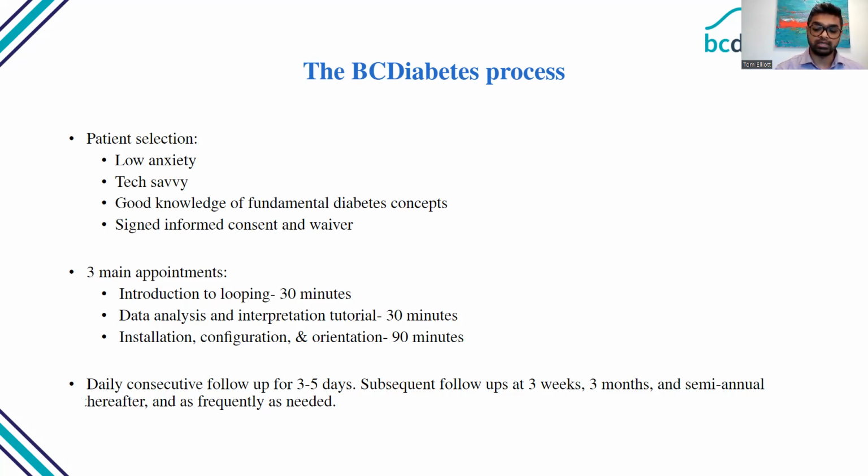Then they were followed up for 3 to 5 consecutive working days or more where necessary, during which their CGM and looping data were discussed and interpreted, and adjustments were made to their configuration targeting optimum glycemic control. Subsequent follow-ups were at 3 weeks, 3 months, and every 6 months thereafter, or as needed.